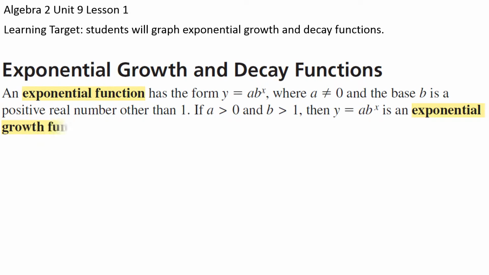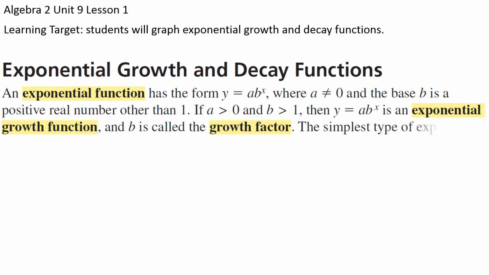We'll get growth if a is positive and b is greater than 1. In that case, b is called the growth factor. Simplest of the bunch, if a equals 1, 1 times b to the x power is just b to the x power, and we just get this form, y equals b to the x.